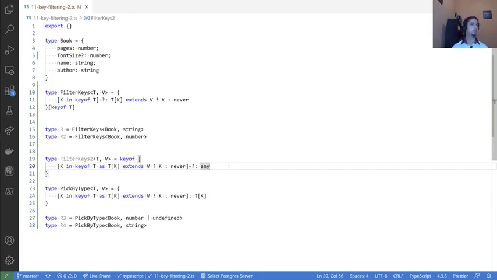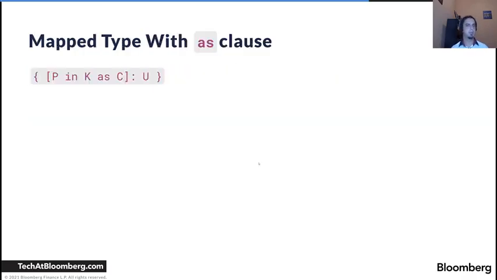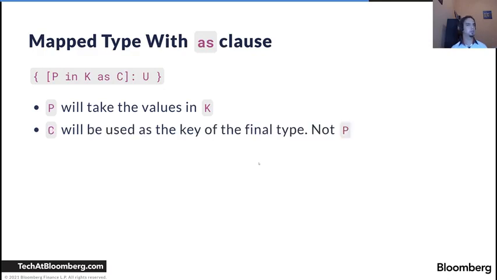Okay, so what did we see here? Well, we saw another aspect of mapped types, as well as an application of conditional types. We saw that mapped types can have an as clause, where we're going to take each key in whatever union we're mapping over, but P is not going to be the name of the property in the resulting type. It's going to be whatever the type expression C evaluates to.